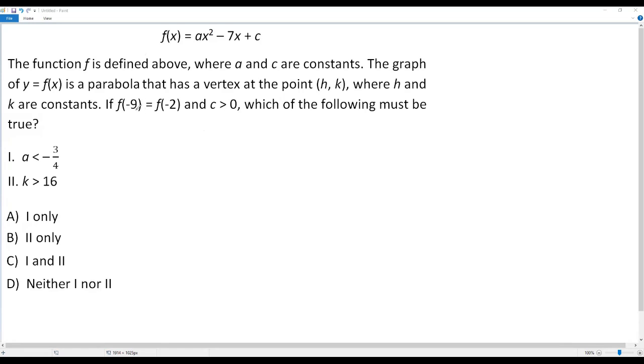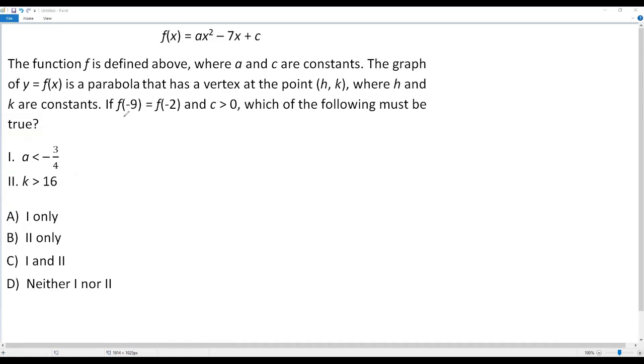If f of negative 9 equals f of 92 and c is greater than 0, which of the following must be true? Here we have two statements. One is a is less than negative 3/4 and the other one is k is greater than 16. We have to check whether the first statement is true, or the second statement is true, or both of them are true, or both of them are not true.